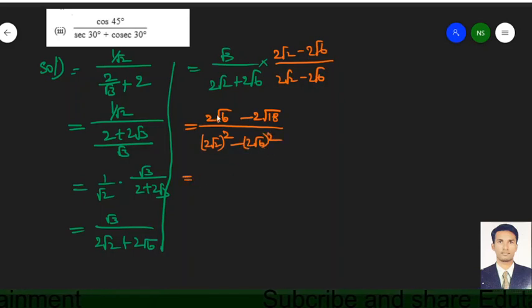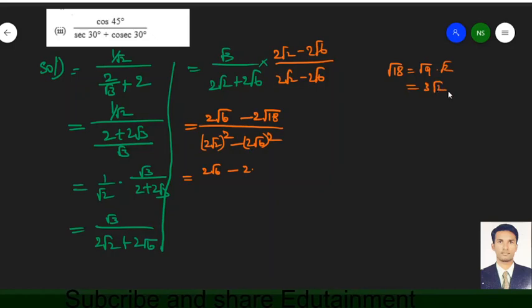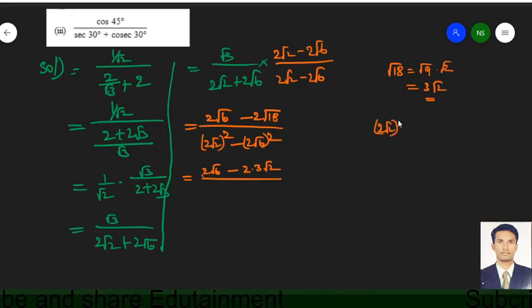So after this, 2 root 6 minus 2 into root 18. Root 18 you can write as root 9 into root 2. Root 9 value we know is 3, so root 18 is 3 root 2. Then 3 root 2 divided by, if we split this, 2 root 2 whole square, we will get 4 into 2, which is 8, minus, here also the same, 2 square is 4, 4 into 6 is 24.